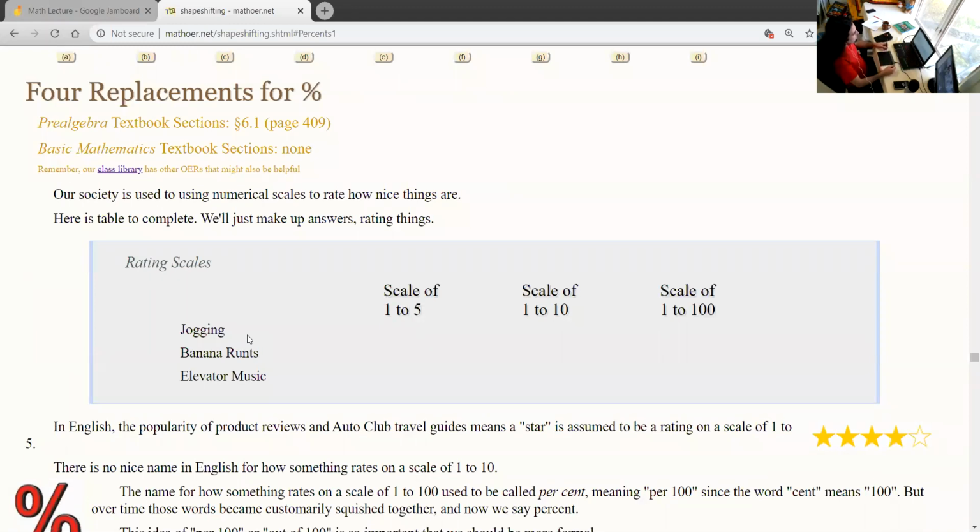Now we can actually talk about 4 replacements for the percent symbol. If you're following along in the online book, then that's section 6.1, page 409. If you're using the green book, then it doesn't actually talk about this, but that's okay.